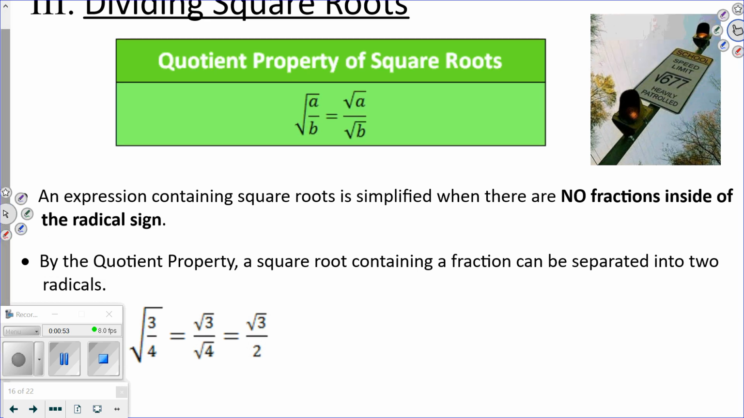Like this one, it was radical 3 over 4. So then they split it to radical 3 over radical 4. Radical 3 I can't really do anything with, but the square root of 4 is 2. So we can split them apart and then do them separately.